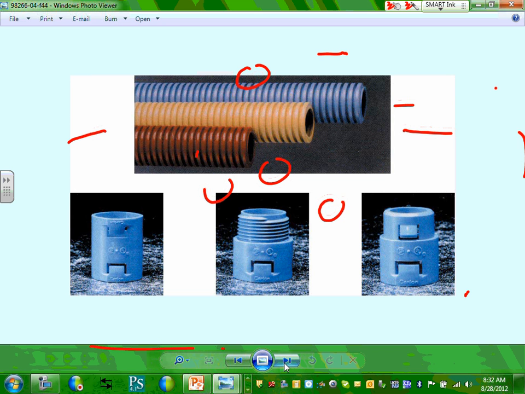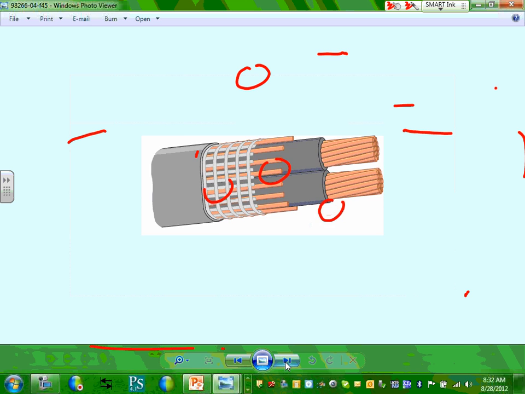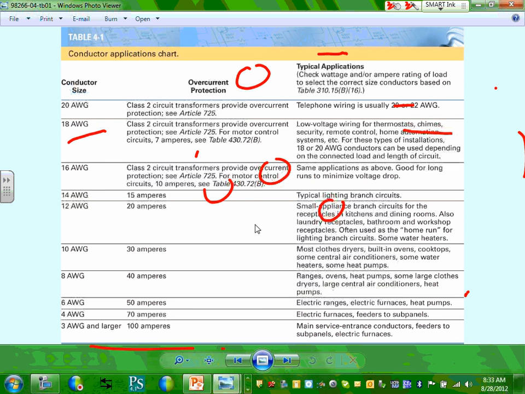This is your flexible non-metallic conduit, MC cables. This table, I'm going to emphasize a few things about this table. If you do me one little favor, I know the chapter is really big, guys, so do it one time, please.